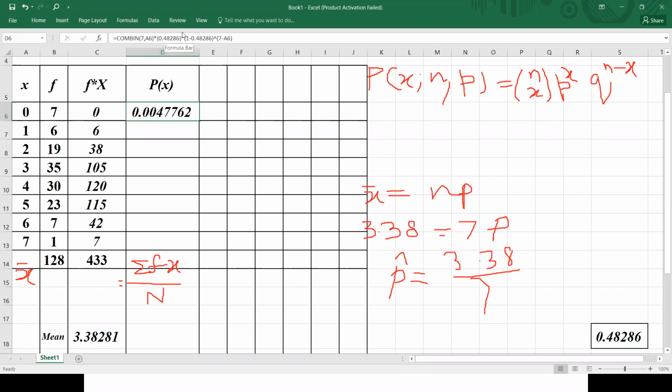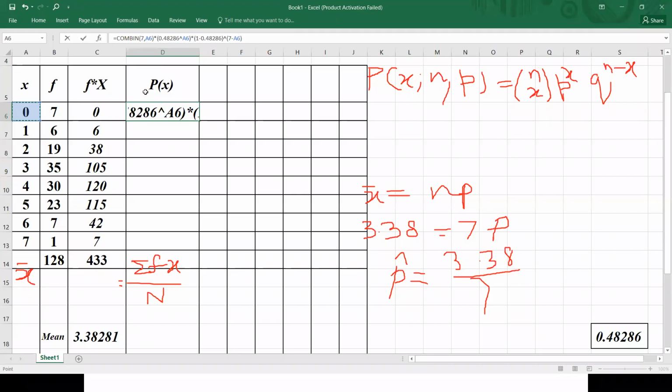Then P raised to the power X. That is not shown here, so I have to edit the formula. P raised to the power X. Then this is X, P raised to the power X. Not correct. I have to review the formula again.